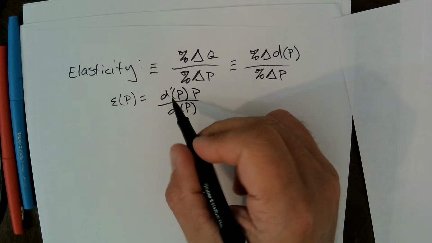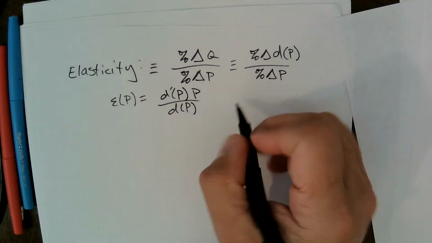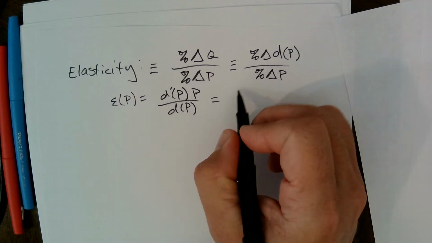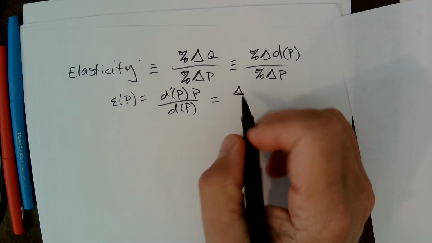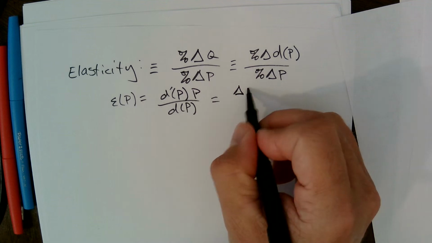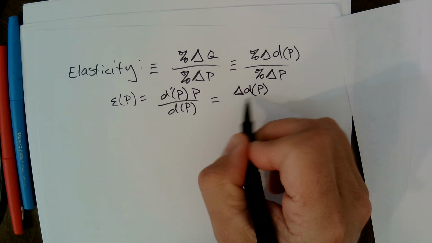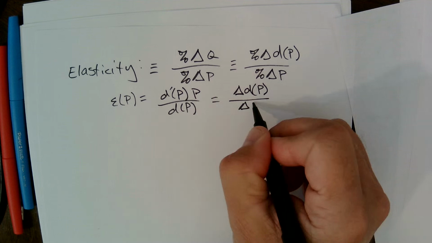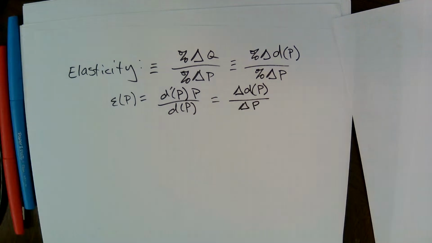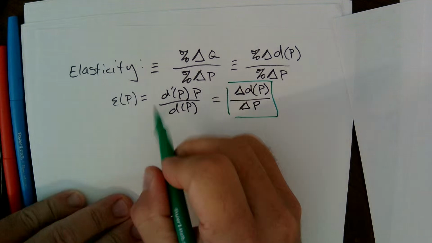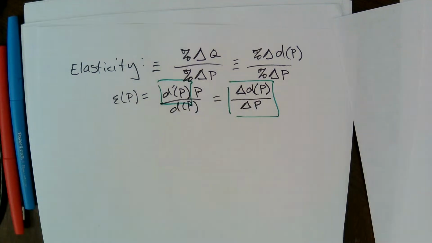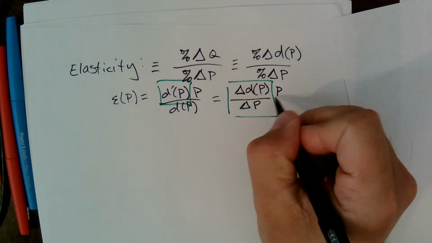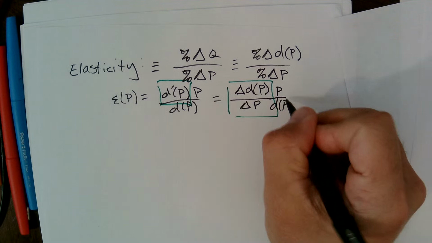Look, D prime of P, for those of you who don't know calculus, can be rewritten as the derivative of D of P, which I'm going to call delta to keep our notation. It's really talking about the change of quantity with respect to the change in price. That's what the derivative is, okay? So this portion is the derivative right there. And then I just rewrite the rest of the equation, P over D of P.